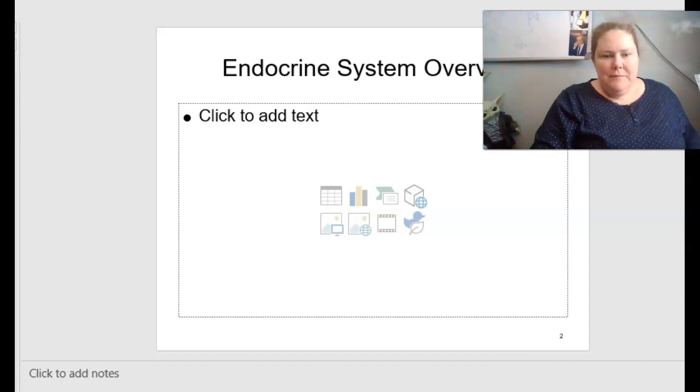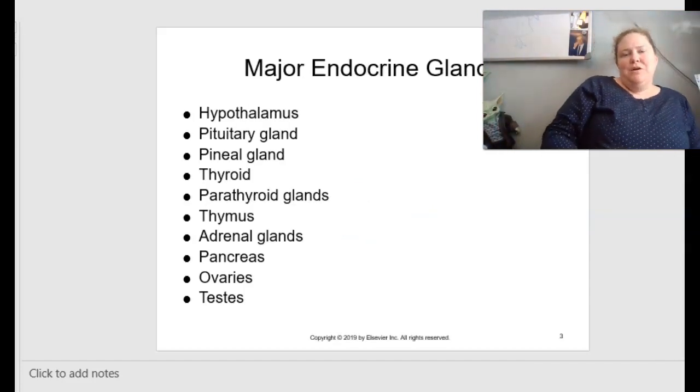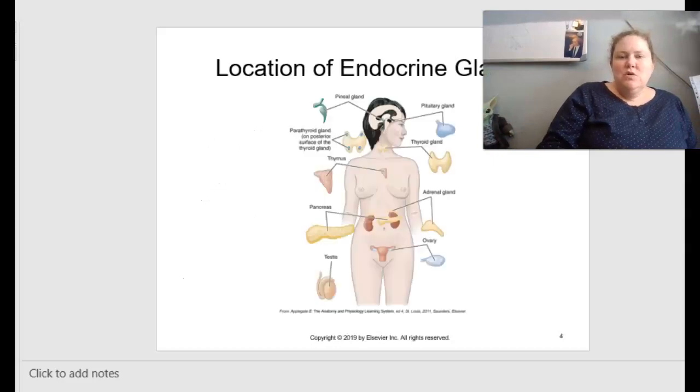Okay, so some of those major endocrine glands that we're going to be talking about are, again, the hypothalamus, the pituitary, the pineal gland, thyroid, parathyroid glands, thymus, adrenal glands, pancreas, ovaries, and testes. So this is where the different endocrine glands are going to be located in the body. And this is figure 16.1 in your book.